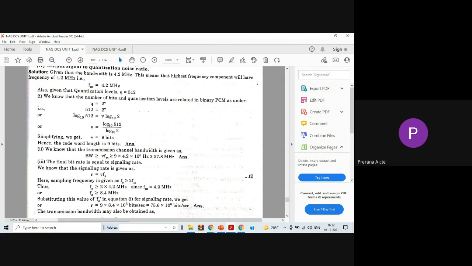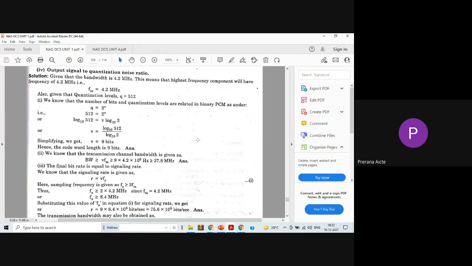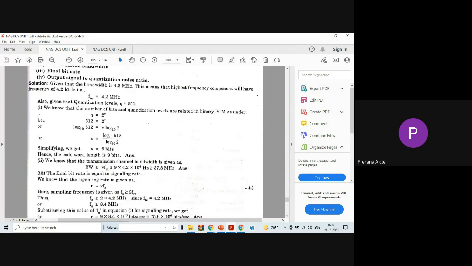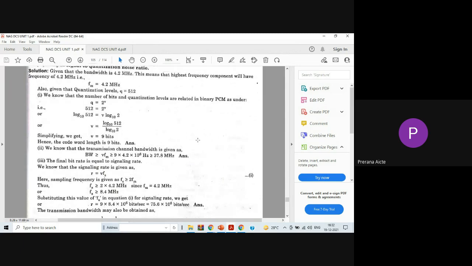What they have given? Fm is 4.2 megahertz. So the bit length is 9 into 4.2. The bandwidth is 37.8 megahertz. That is the final bit rate, which is equal to the signaling rate. Because what they have to find is the final bit rate. Bit rate is also called the signaling rate, right?